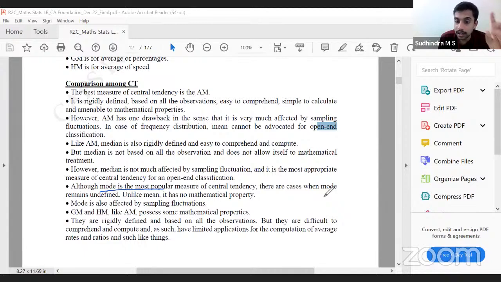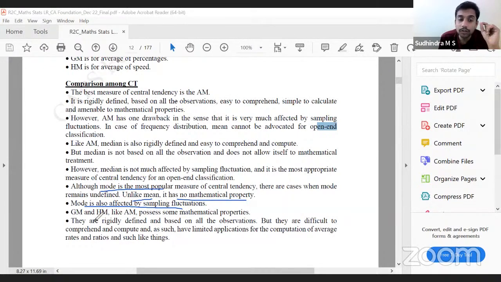Next, mode. Mode is the most popular measure of central tendency. There are cases when mode remains undefined. There's a disadvantage, right? It is not unambiguously defined. There are chances that mode remains undefined, and there are chances that we have multiple modes. Unlike mean, it has no mathematical properties. And mode is also affected by sampling fluctuations.